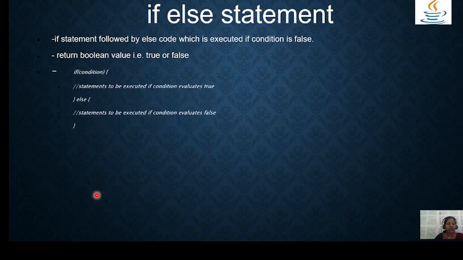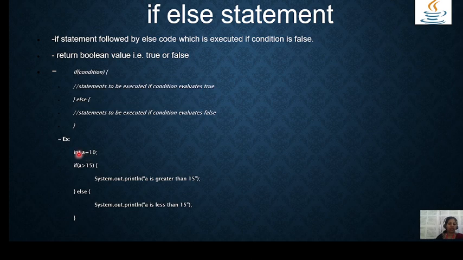This is the syntax, and let's go through the example. If the value of a is 10, the if condition will return false and it will go into the else. In the else it will print a is less than 15, as the value of a is 10.